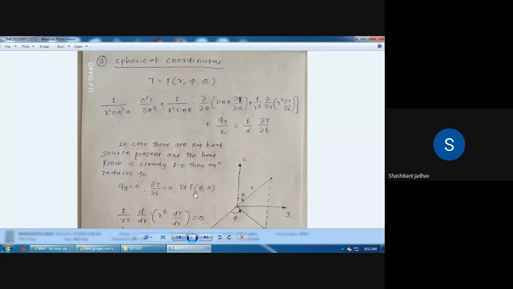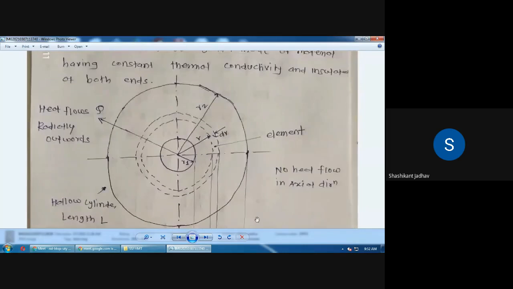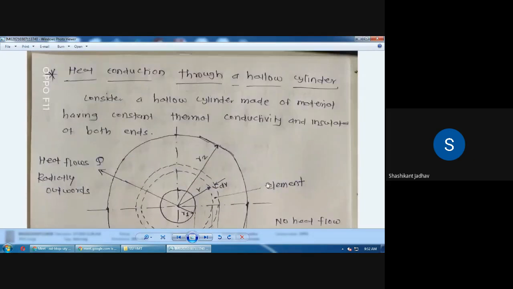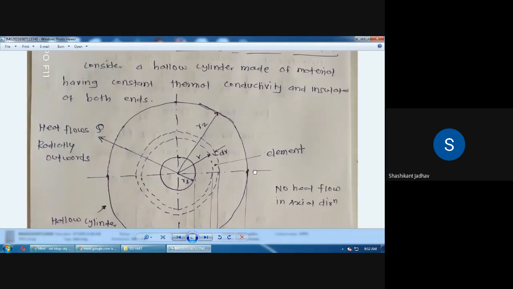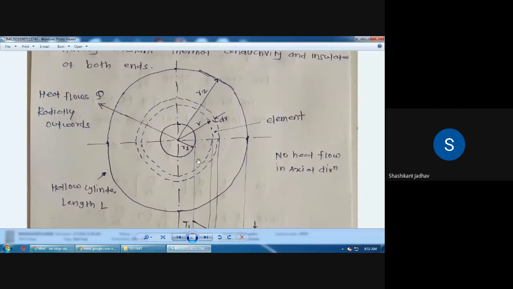By using these equations we have to find out the heat conduction through the cylinder and heat conduction through the sphere. Okay, so after that we have discussed heat conduction through a hollow cylinder. For that we have considered one hollow cylinder. The inside surface has radius r1, and the outside surface has radius r2.